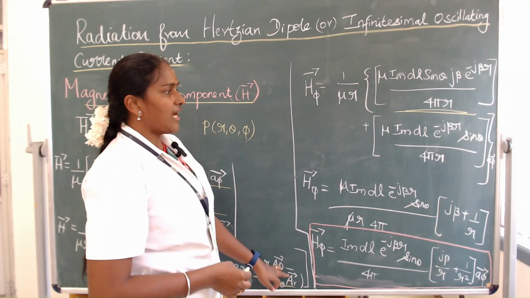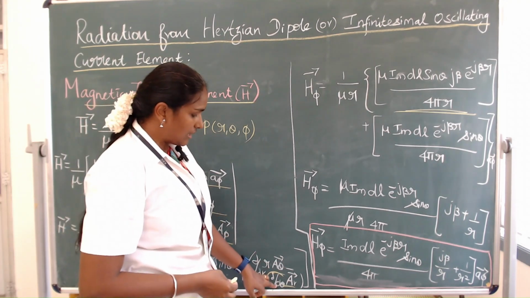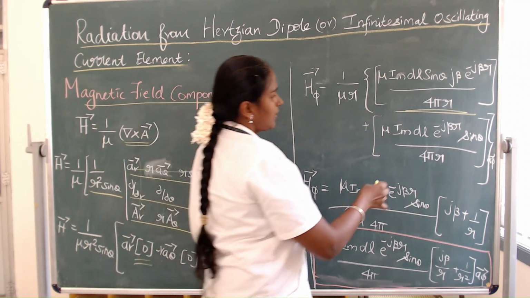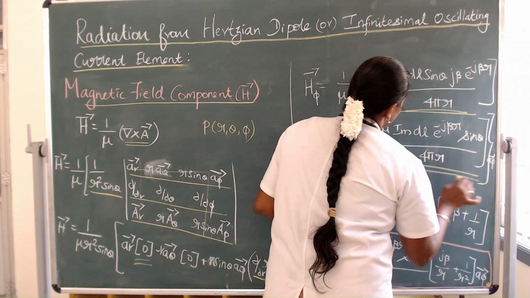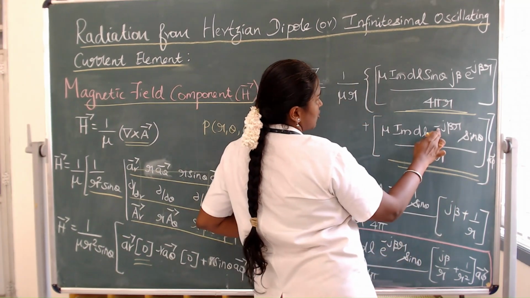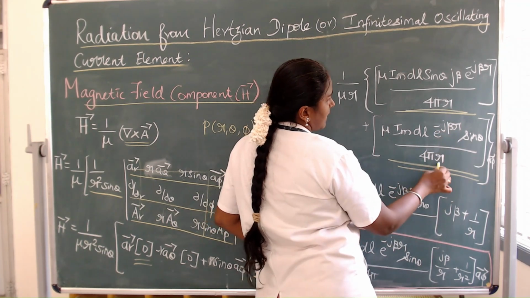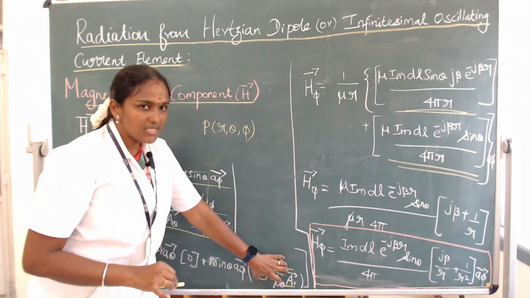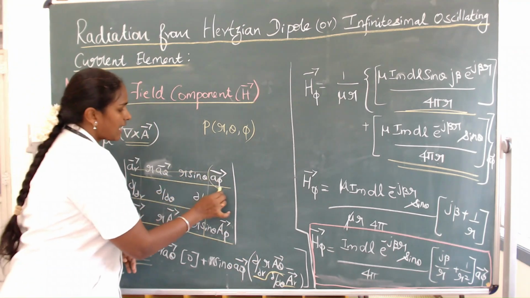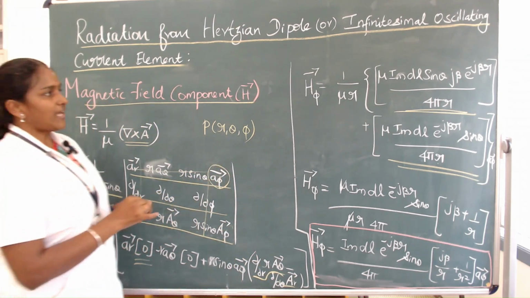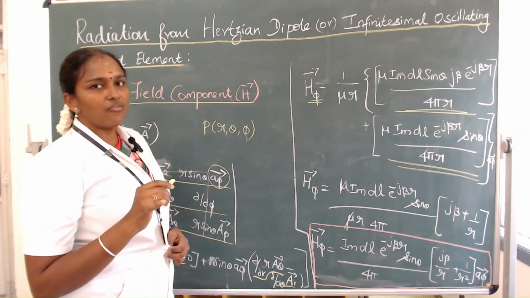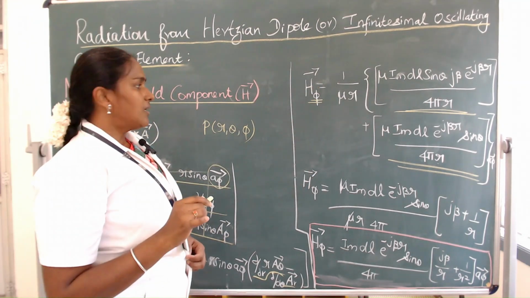Again, substituting A_r and differentiating only the theta terms while maintaining the r term as constant, we arrive at a solution like this: μ I_m dl e^(-jβr) / 4πr times sin θ. Again, only the third component exists, and it is in the direction of φ. So we can write φ as a suffix for the magnetic field. So the magnetic field is present in the direction of φ.